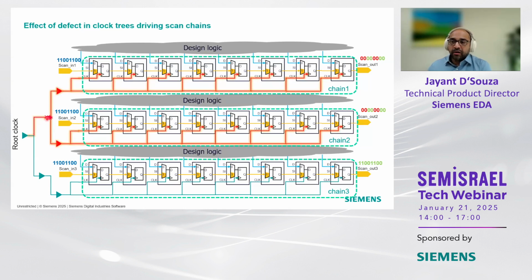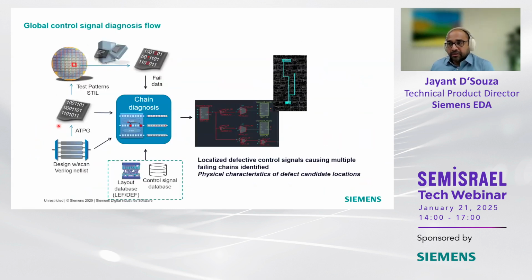If you had a defect in one branch of the root clock, this would cause two of the chains to fail, but not the third chain. This causes catastrophic failures because the clock doesn't actually pulse, so the scan cells don't actually load. With the new clock tree diagnosis, we can isolate it to a very specific net segment from the root clock. Instead of seeing two different chains failing, we can identify this very specific net segment. Again, for this piece of technology, the only additional piece is a control signal database that gets automatically created and extracted from the layout database and the design, and no additional information other than that is needed to perform this diagnosis.